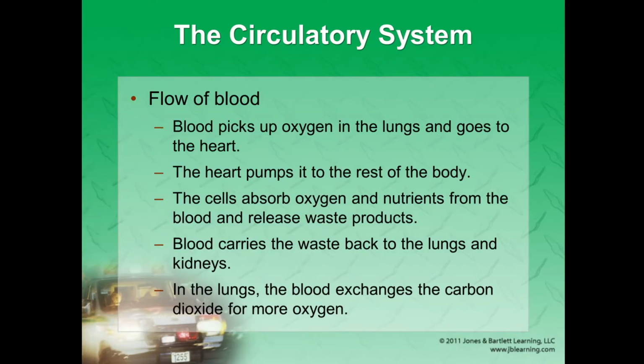So how does the flow of blood work? Blood picks up oxygen in the lungs and goes to the heart. The heart then pumps it to the rest of the body. The cells absorb oxygen and nutrients from the blood and release waste products. Blood then carries the waste back to the lungs and to the kidneys. In the lungs, the blood exchanges the carbon dioxide for more oxygen.